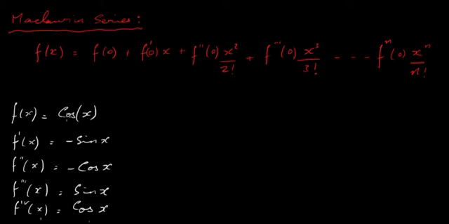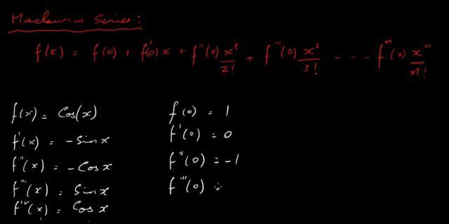Okay, so now I've got to work out f of 0, f prime of 0, f double prime of 0, and so on. So let's do that here. The first one, we need f of 0. The cos of 0 is just 1. Let's do the next one. The sine of 0 here is 0, so that's just going to be 0. Next one. The cos of 0 is 1, so that's going to be minus 1 here. Next one. The sine of 0 is 0, so again this is just going to be 0. And we're just starting to repeat here, so this is going to be 1 again here.